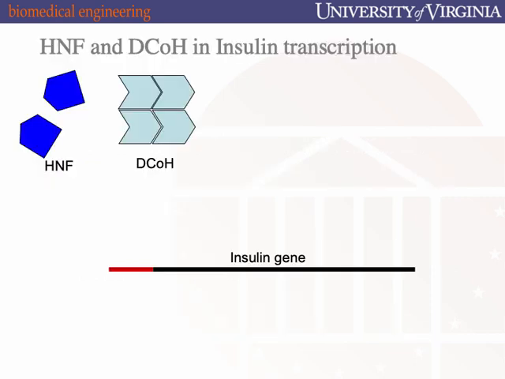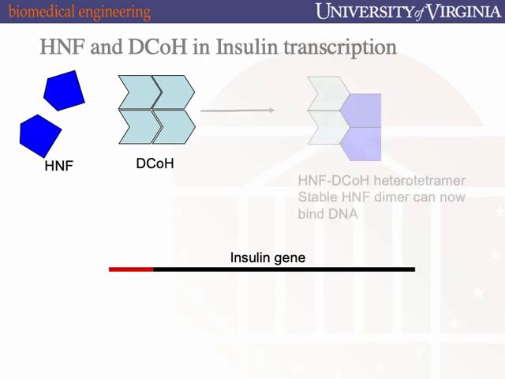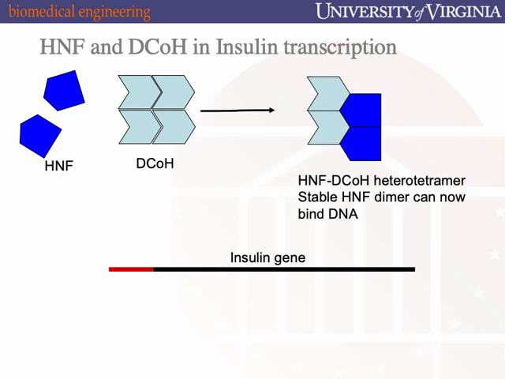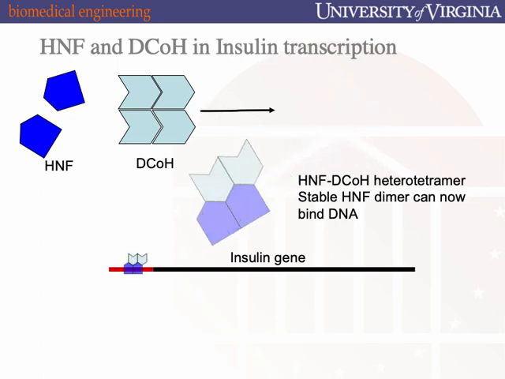And here's the way in cartoon form that this should ordinarily work. DCOH assembles with itself, and can, in fact, assemble with itself in a homotetrameric form, like in the cartoon. But two of those copies of DCOH can be displaced by hepatic nuclear factor. And it's this heterotetramer of two DCOHs and two HNFs that is the mature complex that acts as a transcriptional enhancer at the insulin gene locus.